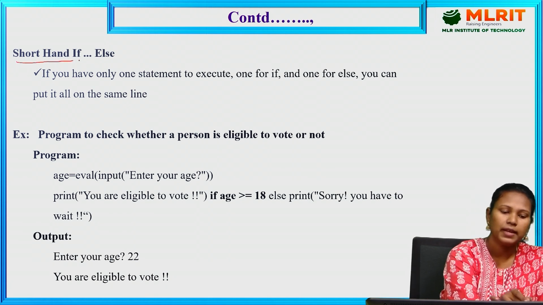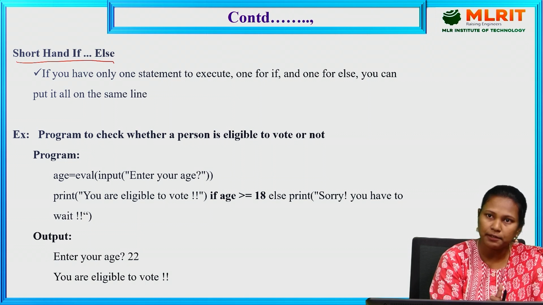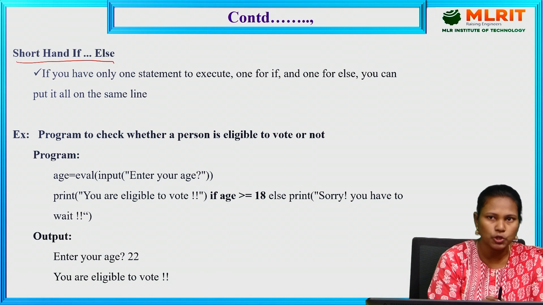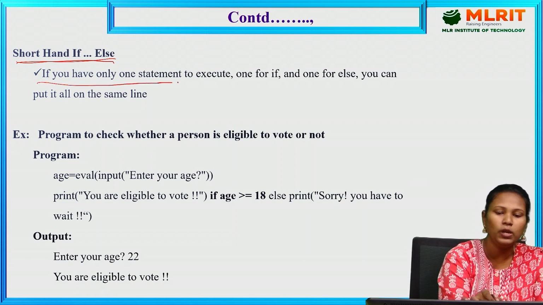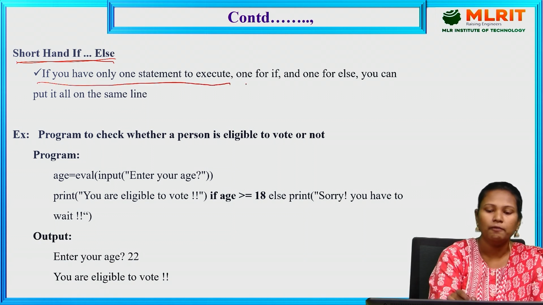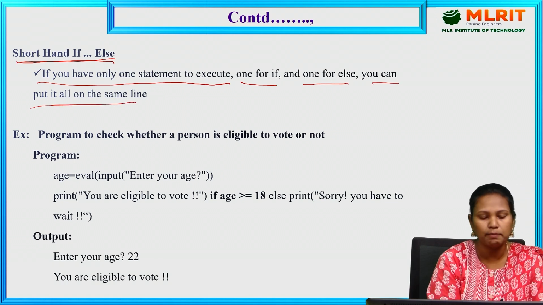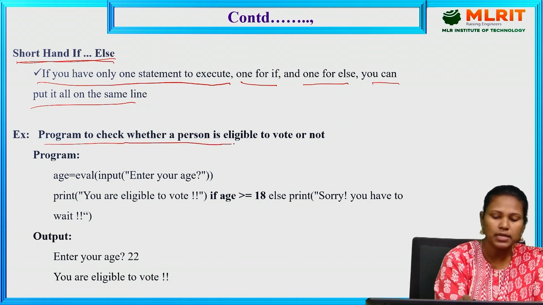Next one, we have the shorthand if else. We can use the shorthand if the if block contains only one statement and the else block also contains one single statement. So here is one example for shorthand if else. If you have only one statement to execute, one for if and one for else, you can put it all on the same line.